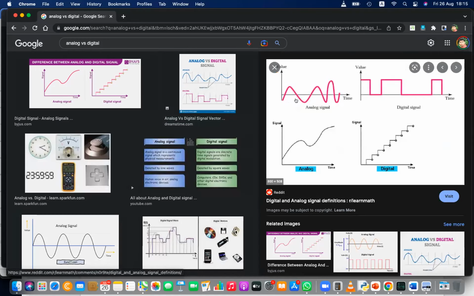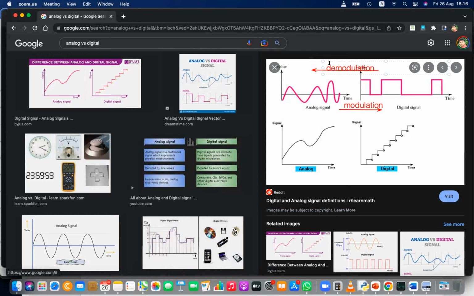Here, this is analog. It can take any value. This is digital. It has discrete, specific values. We have telephone lines, and these telephone lines are using analog signals. Therefore there was a need for modulation. Modulation basically converts analog to digital. Then from the computers to the telephone lines, there was a need for demodulation.